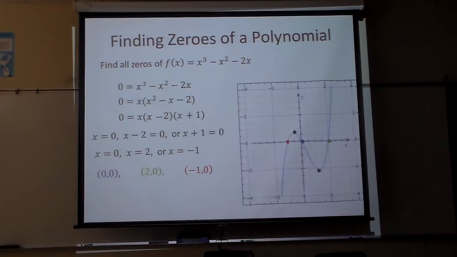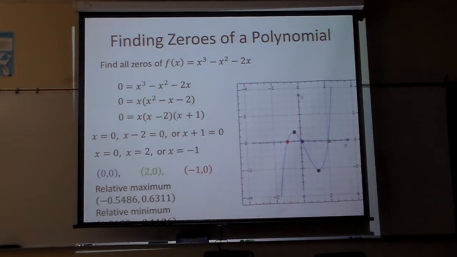All right? And as you can see here, let's look at a graph. This would be the graph of this equation. Notice the dot at negative 1, 0. We have the point 2, 0 right there, and 0, 0, color coordinated. And this would be a relative maximum and a relative minimum. We don't necessarily know how high those go. We can kind of find them sometimes.